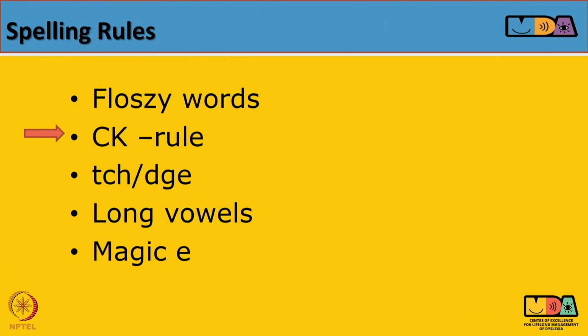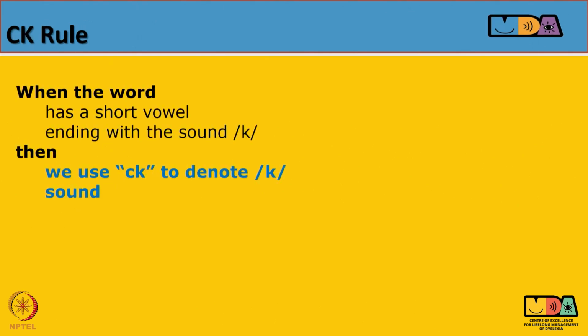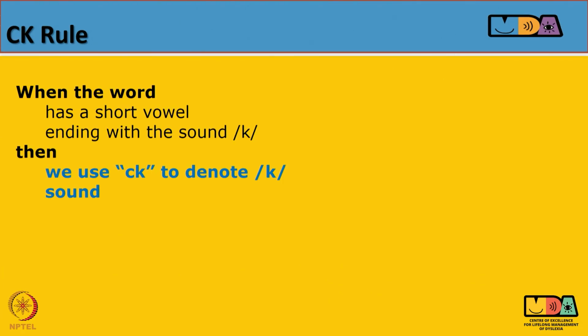The next rule we are going to see is your CK rule. SLD children will find this rule very easy to learn, and the rule goes like this. When you have a single syllable word with a short vowel sound ending in the K sound, then we use CK to denote the K sound. Let us see how it works.